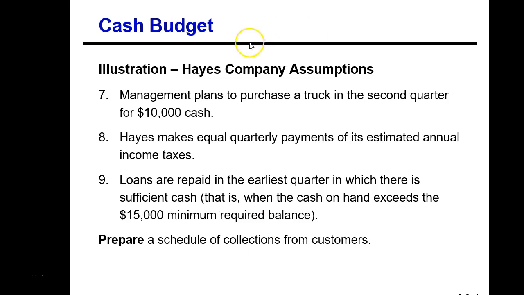Other information: management plans to purchase a truck in the second quarter for $10,000. We're making equal quarterly payments of the estimated annual income taxes. Loans are repaid in the earliest quarter in which there is sufficient cash, meaning that there's cash that's going to exceed the minimum required ending balance of $15,000.